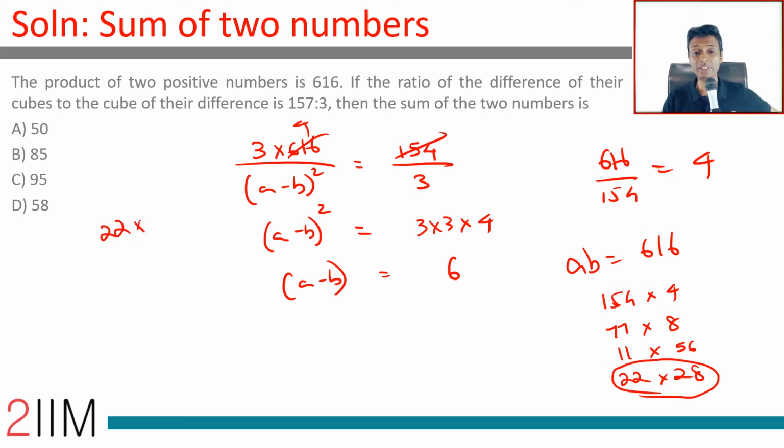22 into 28 is 616. 28 minus 22 is 6. 28 plus 22 is 50. We're dealing only with positive numbers. We don't have to worry about minus 28 into minus 22 and all of that stuff. We can forget about that.